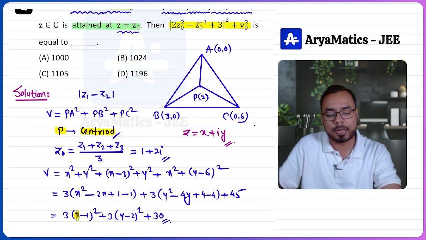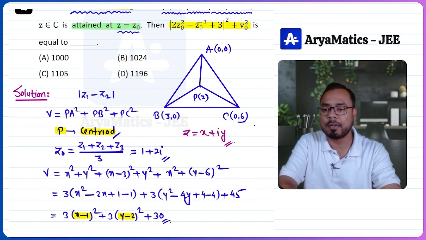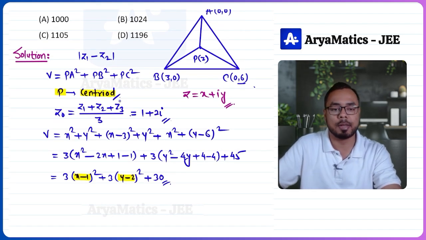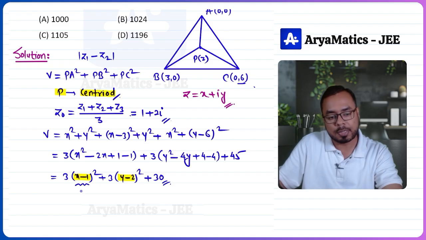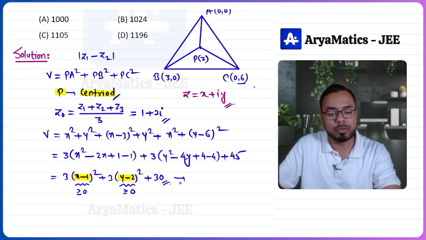Now again you can see that these two terms are perfect squares, so they will be either positive or 0, right? They cannot be negative because x and y are real numbers. So if this term is always greater than or equal to 0, similarly this term is also always non-negative, then clearly you can see that the minimum value of this function V, or V naught, is nothing but 30.